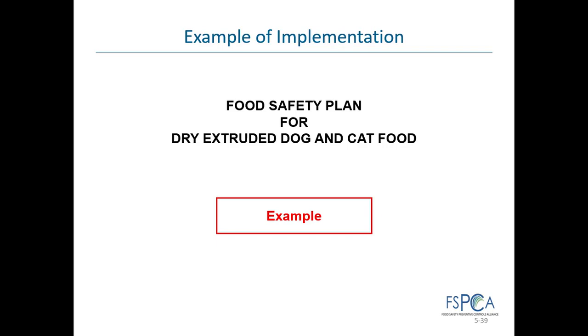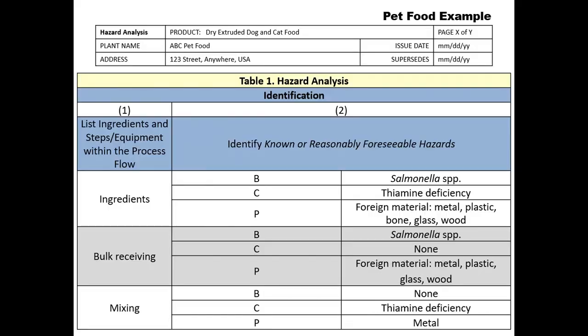Remember, we're making dry extruded dog and cat food. Let's take a look at their table number 1. Again, brainstorm session to start. They also decided to group all of their ingredients together, and then they have their bulk receiving and their mixing as 2 separate processes. Again, up to you of how you want to categorize these things. Next most important step is to identify your known or reasonably foreseeable hazards, making that list. Here they are. You'll notice that these look a little different than our livestock ones.